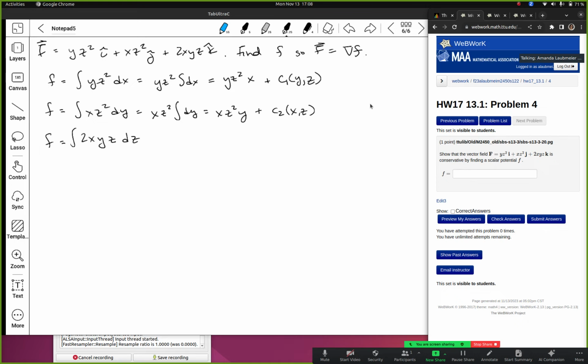And then for the third integral, 2xyz, make it a little easier on myself, xy is a constant as far as z is concerned. So is 2, but it's nicer for me if I leave it inside the integral. So I'm just integrating 2z with respect to z. But the integral of 2z is just going to be z squared times that xy. And again, there might be some constant that depends on only x and y that wouldn't show up from integrating the k component with respect to z.